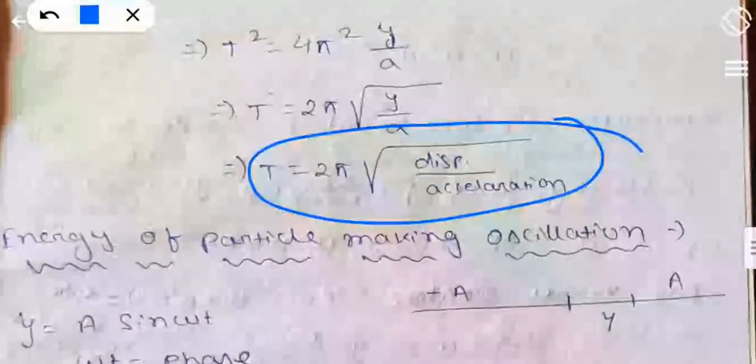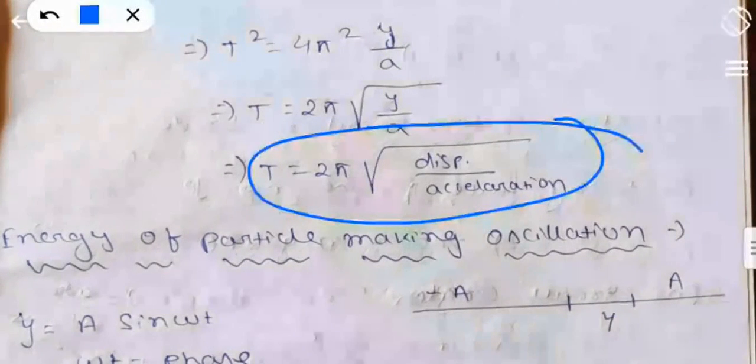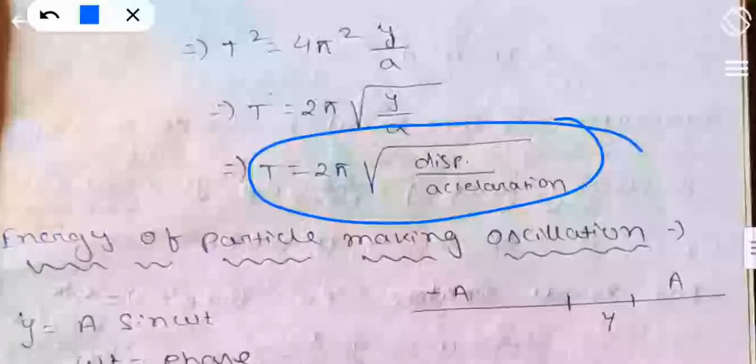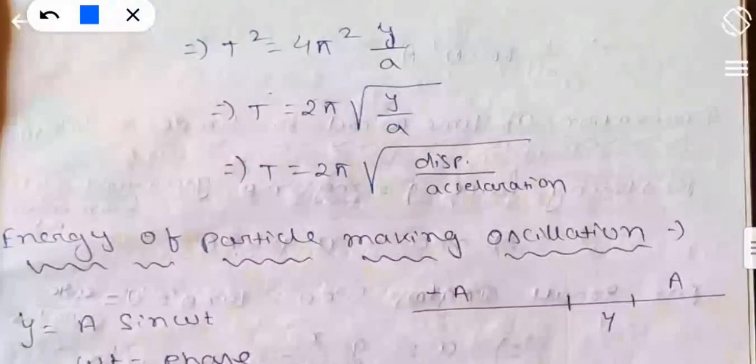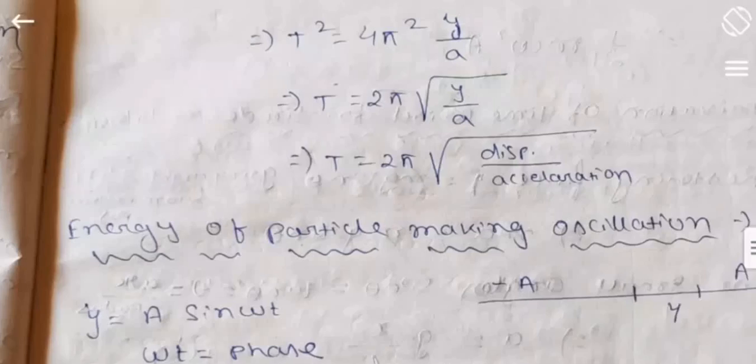Okay, clear everyone? Yes or no? Switch on your mic and say yes if you understood up to this. Okay, so what is the formula that we have achieved? T equal to 2 pi into root over of y by a, that is displacement upon acceleration, right? Now proceed further.